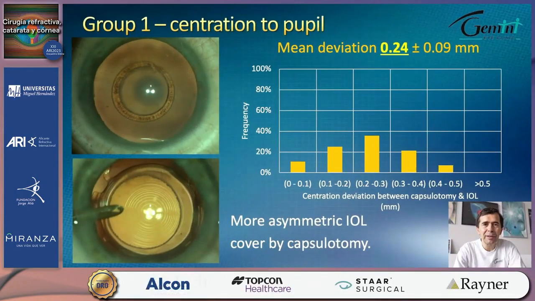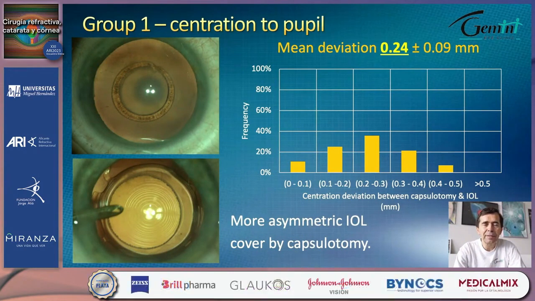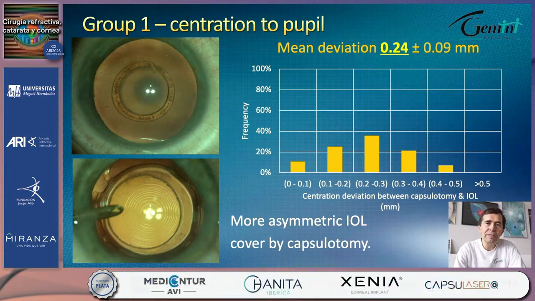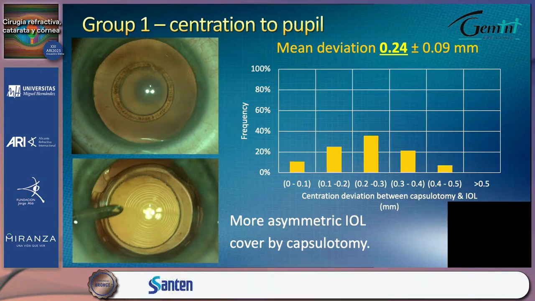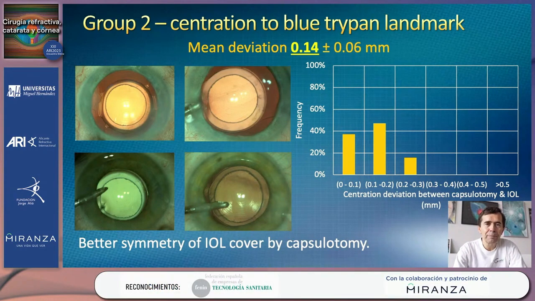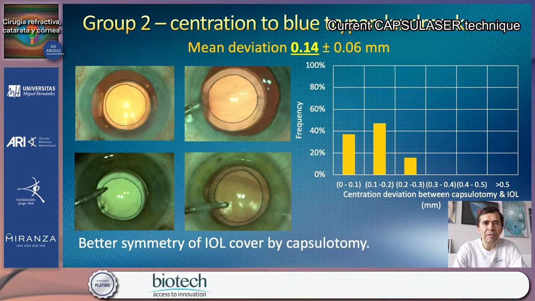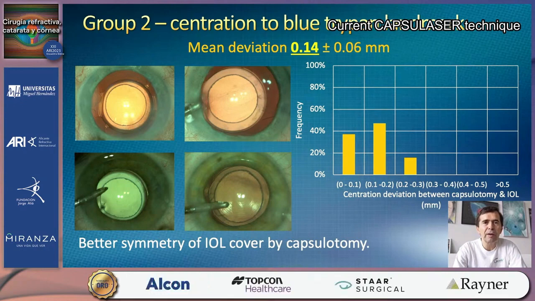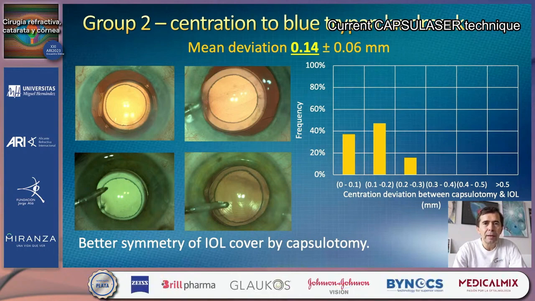Group 1 was centered according to the dilated pupil. The mean deviation from the visual axis was 0.24 millimeters, and the capsulas covered the IOL optic a little bit asymmetrically, a little bit more often. The second group was centered according to the Trypan Central Capsular Landmark, and the mean deviation was 0.14 millimeters, which is about 1/2 of the previous group. And we have observed that the IOL optics were covered really symmetrically by capsulotomies.